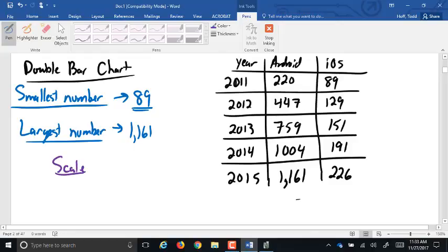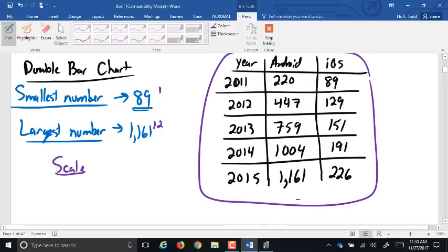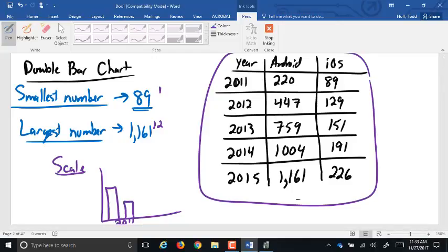So now from that, we have to determine a scale. We have to go from 89 to 1,161. If we go by hundreds, this would be just less than 100 and this would be just less than 1,200. So if we number by hundreds from 100, 200 up to 1,200, it should work. I'm going to have you sketch in your notes a double bar graph for that data. For each year, there'll be two bars, the Android bar and the iOS bar. I'll give you about 6 or 7 minutes to sketch that graph, then we'll talk about it. Do we have our graph made?